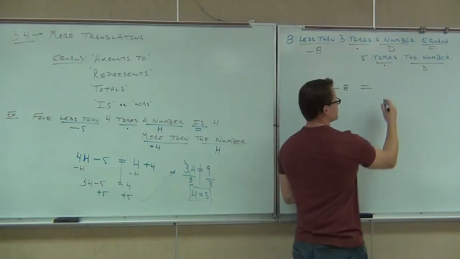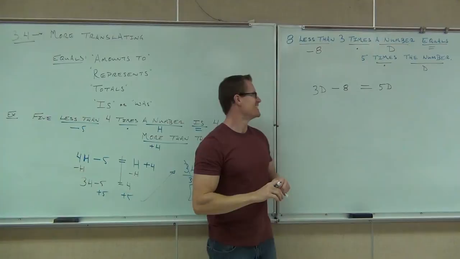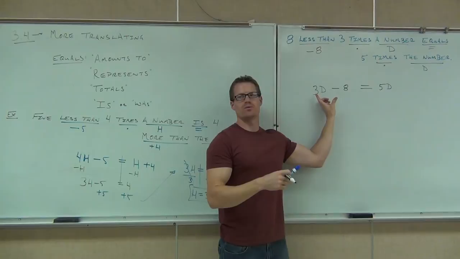Would you raise your hand if you have exactly that on your paper? But I mean a variable, you know. The only thing I can't have you put is something like 8 minus 3 times your variable. That would be a bad thing. You can't have that. Tell me the next step.